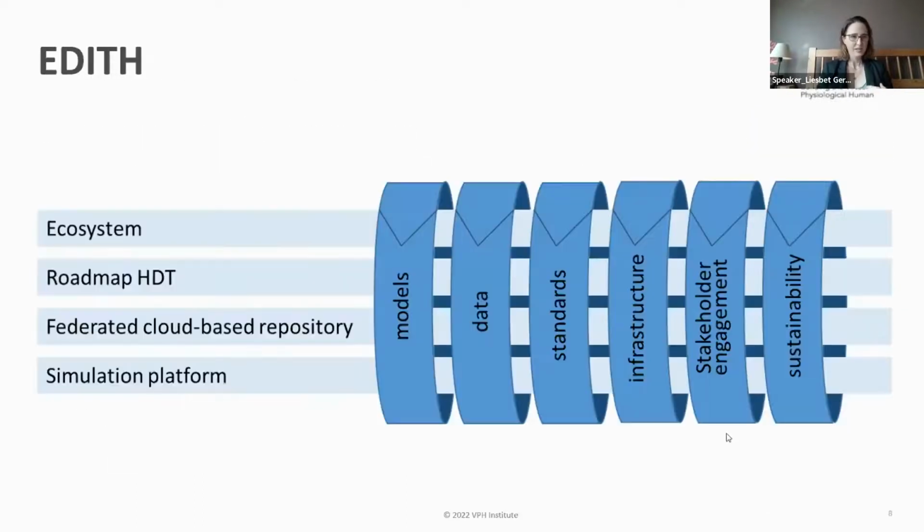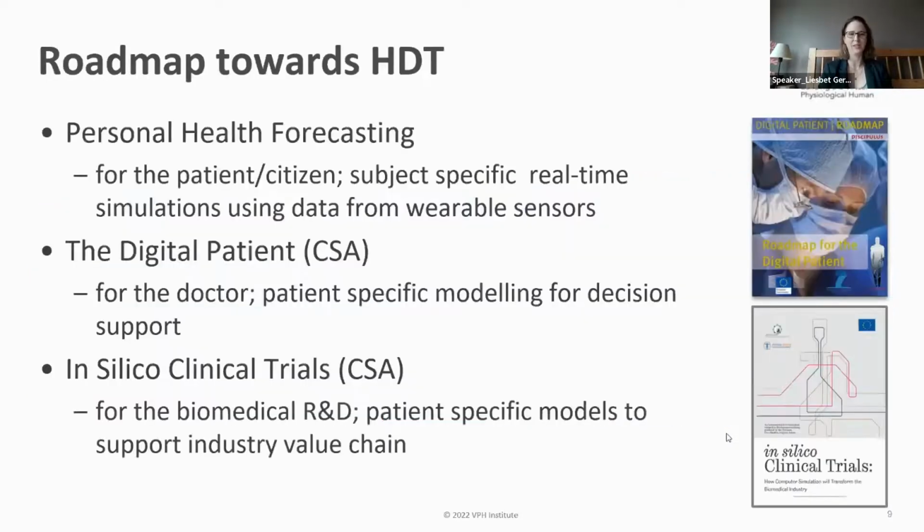Now I'll skip the ecosystem for now because I'll go into it in detail a bit later. I'll just very briefly go into the other three. So what the Commission wants us to do is build a roadmap towards the human digital twin, an integrated version of a digital twin, as Edwin showed in the definition.